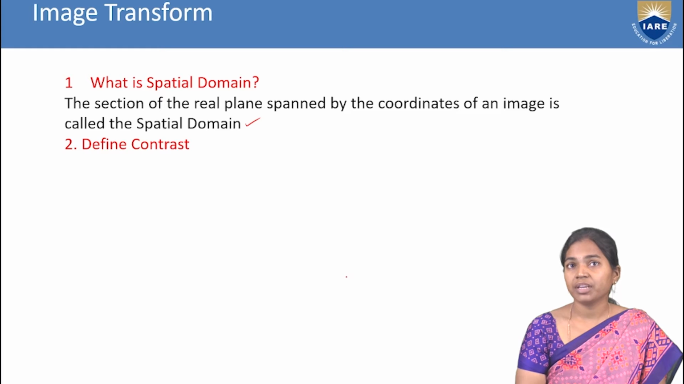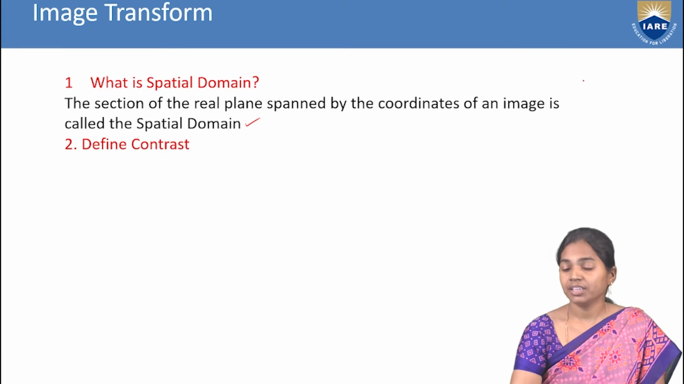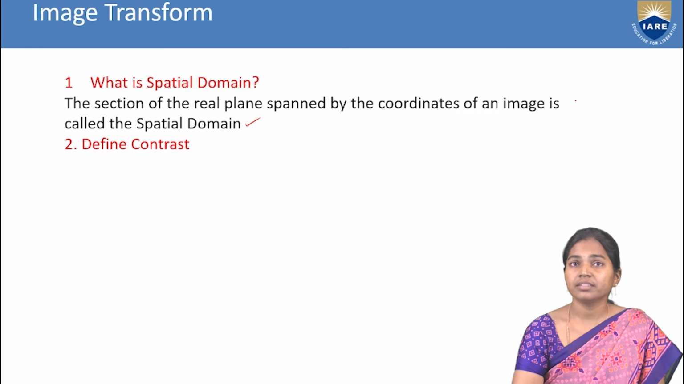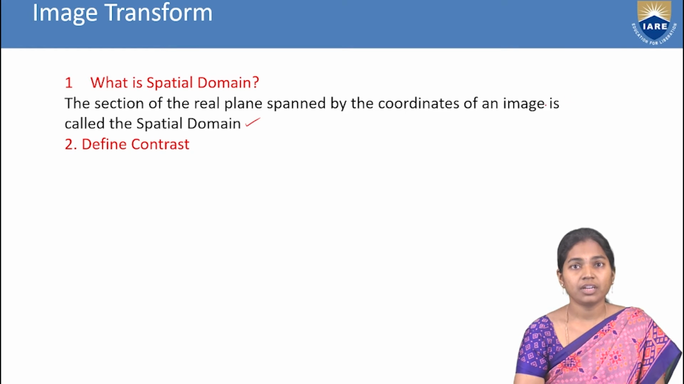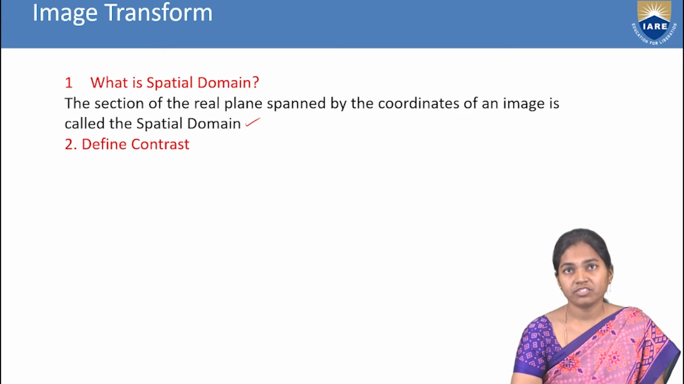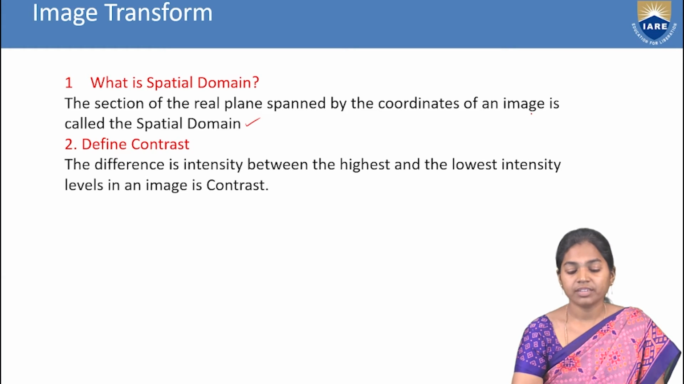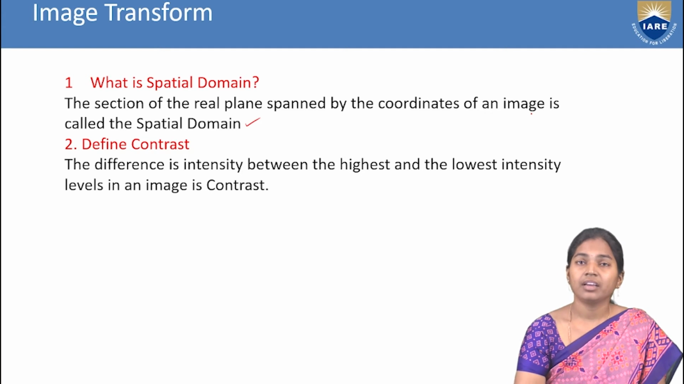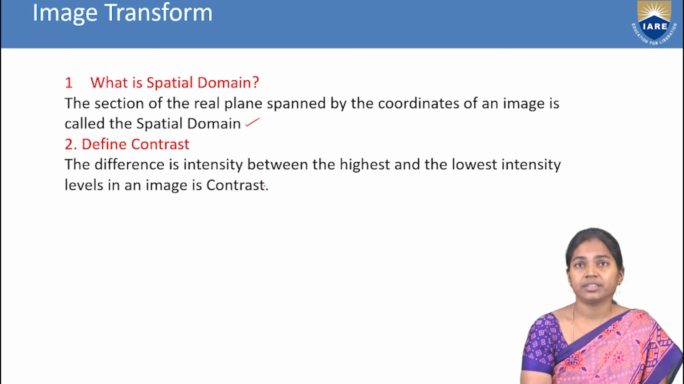And what is meant by contrast? If we consider an image, the image is represented in digital form. In that, each pixel has a different gray level. So contrast is nothing but this: pixels having a high gray level value are more bright, so the contrast is increased, and pixels having a low gray level value, the contrast is decreased. Here the difference in intensity between the highest and lowest intensity level in an image is contrast.